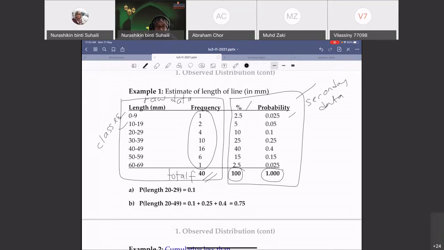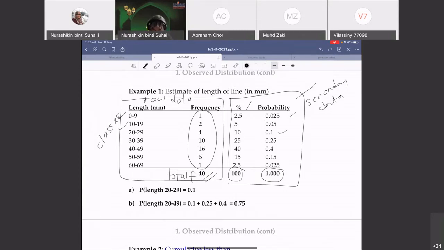But if, for example, you see the example, number A is straightforward, it is individual: the probability of the line between 20 to 29. You just get it directly from what you calculated here. 4 divided by 40 is 10%, or 0.1.